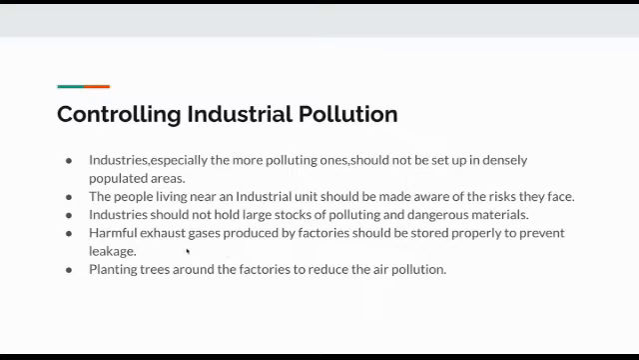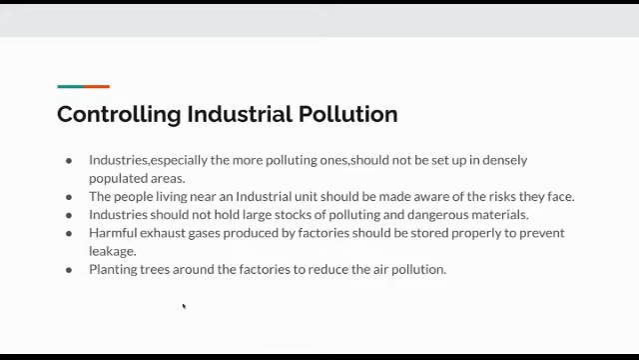And the next one, to control industrial pollution, harmful exhaust gases produced by factories should be stored properly to prevent leakage. Especially liquid waste should be suitably treated before being discharged into the environment. The concerned authorities should enforce the laws for these industries very strictly. Then only can we control industrial pollution.